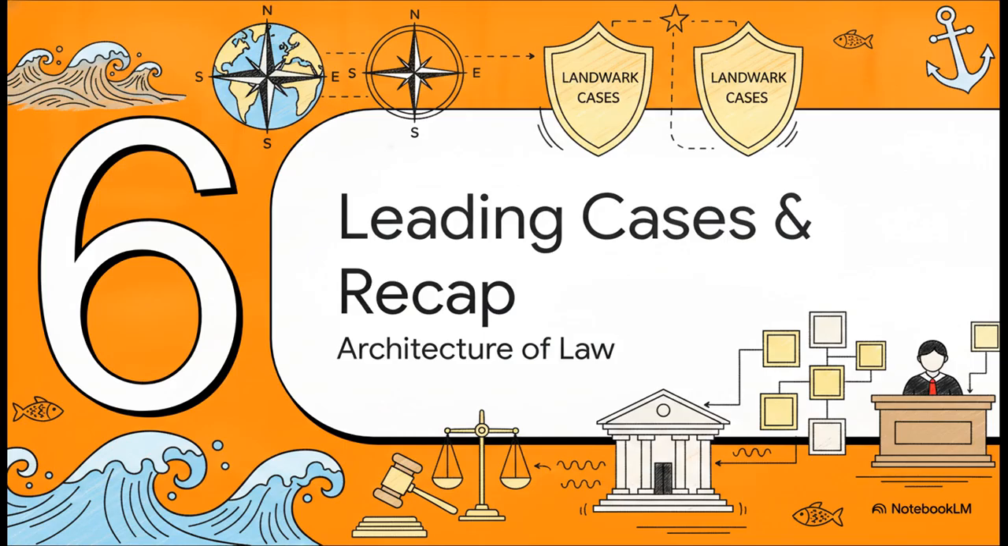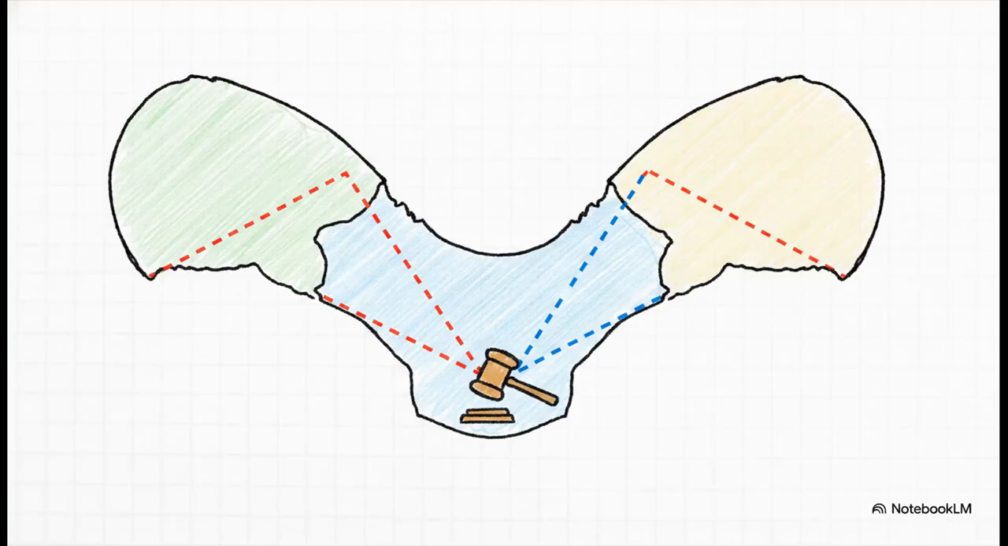All right, part 6, leading cases and our recap. Let's look at the legal architecture of ocean law. First up is the North Sea Continental Shelf cases decided by the International Court of Justice in 1969. Here are the facts. You had a dispute between Germany on one side and Denmark and the Netherlands on the other. Because their coasts are right next to each other, they needed to figure out how to draw invisible lines to divide up their shared underwater continental shelf.